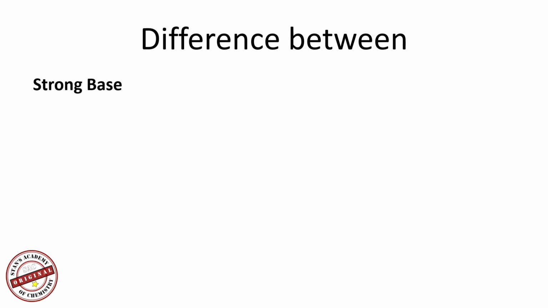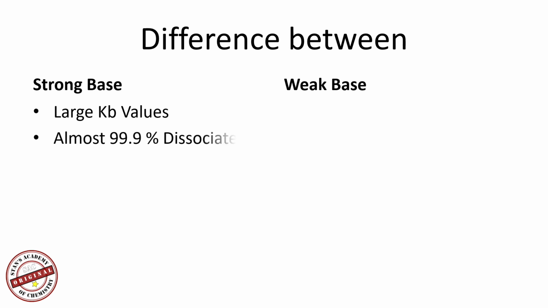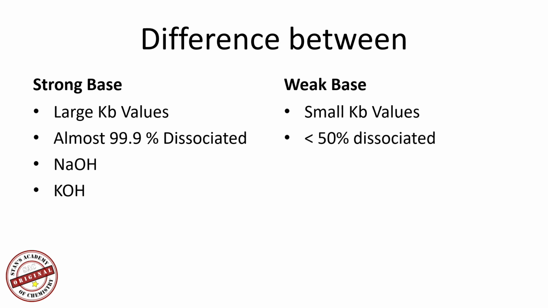Difference between strong base and weak base, very similar. Large Kb values, almost 99.9% dissociated. Some examples are sodium hydroxide, potassium hydroxide. For weak bases, the Kb values are very small. They are less than 50% dissociated. Ammonia is an example of a weak base.